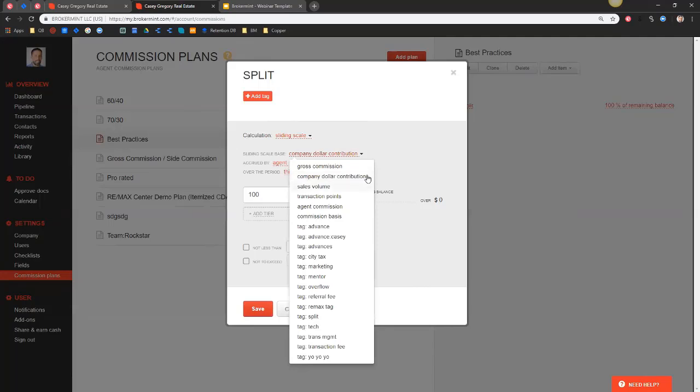The next one we're all very familiar with: sales volume would be the total sale or purchase price of any property, or whatever sales volume you defined within that transaction. Another very cool one here is transaction points. Every time this commission plan is used, it's going to count as a transaction point for that agent. A great instance for this is maybe your brokerage wants to charge a transaction fee to your agent for the first 5 or 6 deals they close each year.